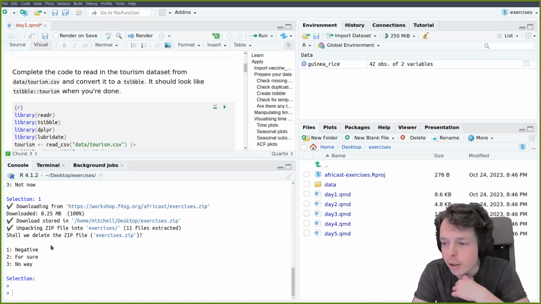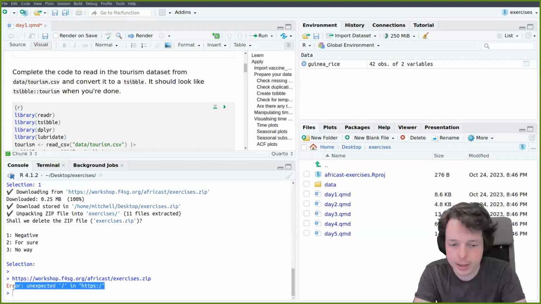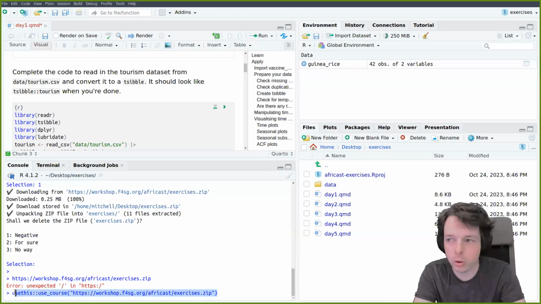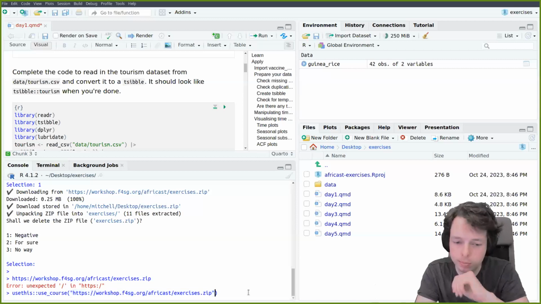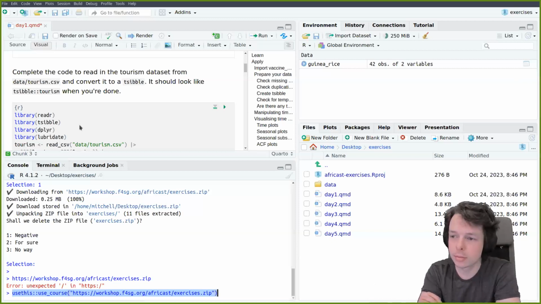So if you just have the link, let me show you that in R. If I just copy the link and put this in here, I get that error, unexpected / in HTTPS. What you need is to use the entire line of code. So we've got use this, use course as our function, and then in quotes, we have the link to the course materials. So you'll need to put this entire line of code into the console. Try that out and let me know if you're still having issues with that.